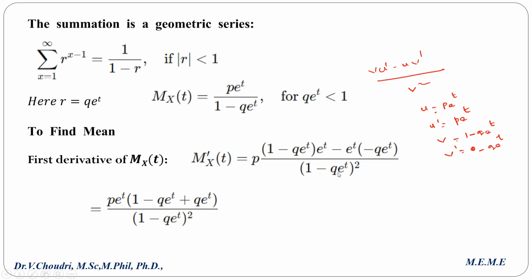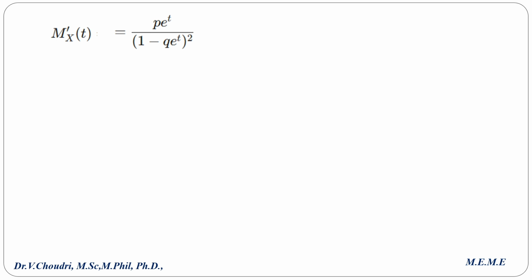Denominator (1 minus q e power t) whole square as it is. Now I am going to simplify this one. This and this will be cancelled. p e power t divided by (1 minus q e power t) whole square. See, this term and this term will be cancelled. So p e power t divided by (1 minus q into e power t) whole square. Okay, so this is the first derivative of Mx(t).